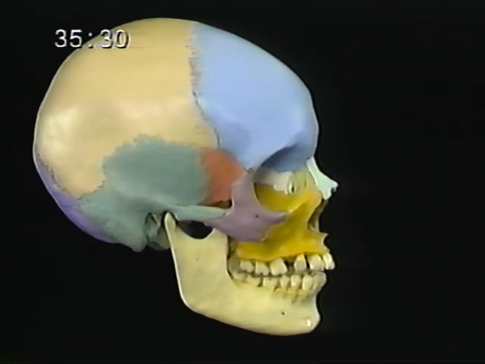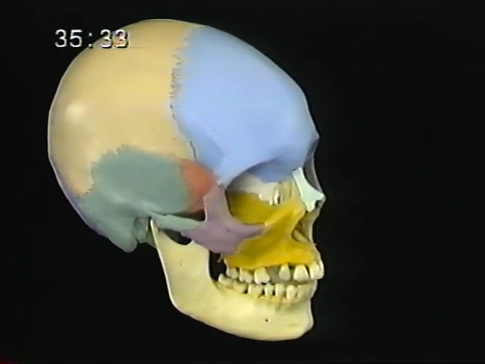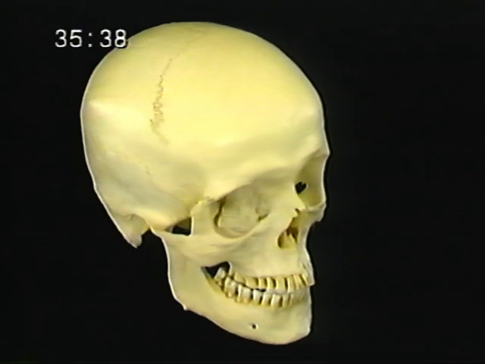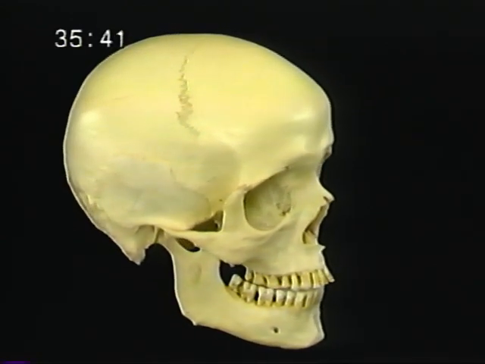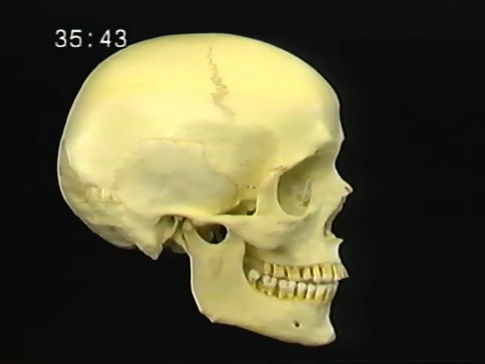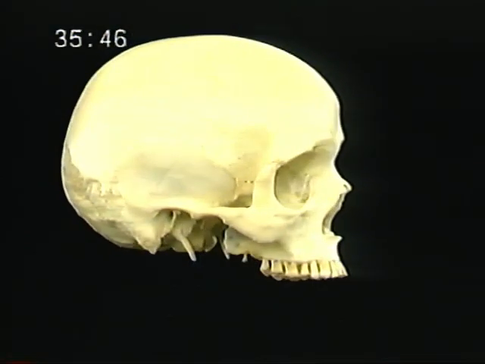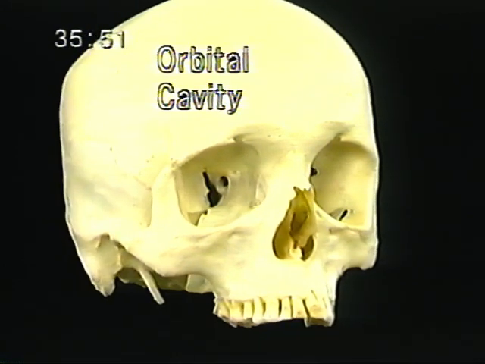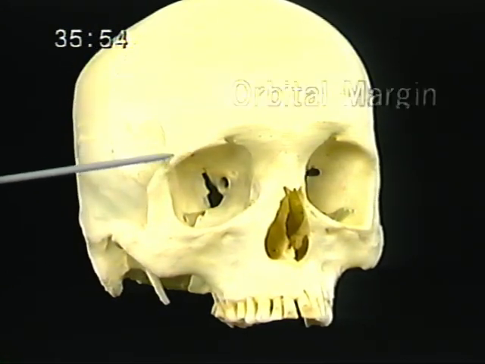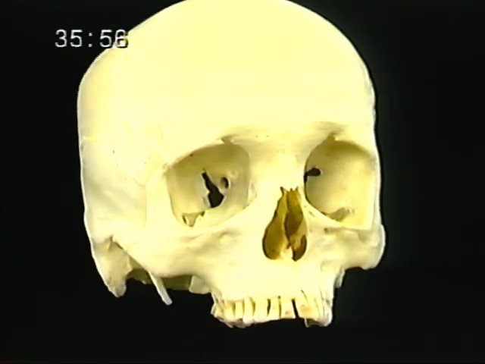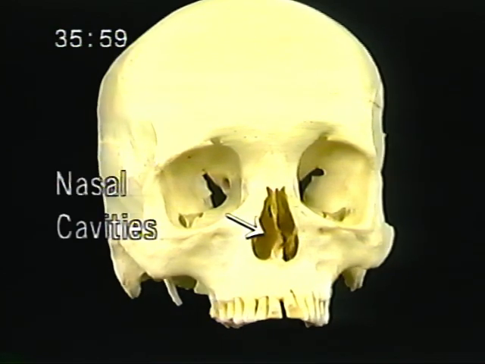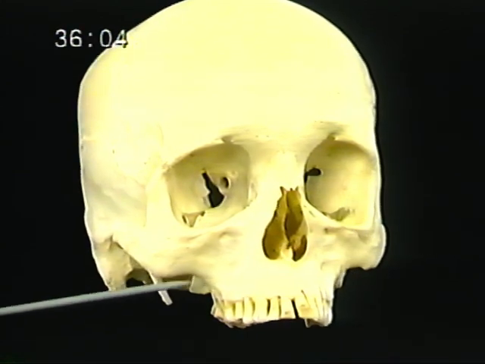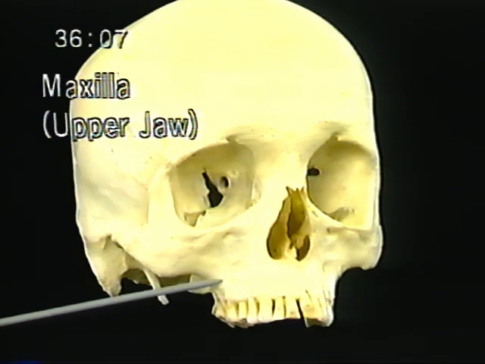The facial skeleton consists of a number of named bones. We'll look at them individually later in this section, but we'll start by looking at the main overall features of the facial skeleton. To simplify the picture, we'll remove the mandible. The cavity for the eye is called the orbital cavity. It's protected on the outside by the thickened orbital margin. The opening for the nose leads to the right and left nasal cavities, which are separated by the nasal septum. The upper jaw, or maxilla, bears the upper teeth.